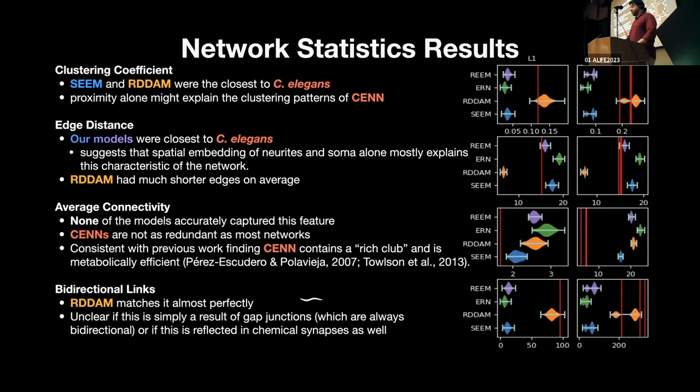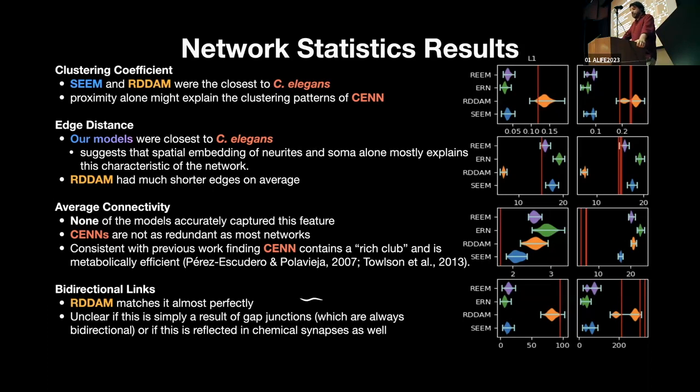But essentially, if you look at the actual plots on the right, you can see that there are these red lines. Those red lines are where we would expect C. elegans to be, where C. elegans was. And then the violin plots are the actual distributions based off of each individual model. So in the first one, the clustering coefficient was closest for the random distance dependent attachment model. And this shows that proximity alone might just explain the clustering patterns in C. elegans.